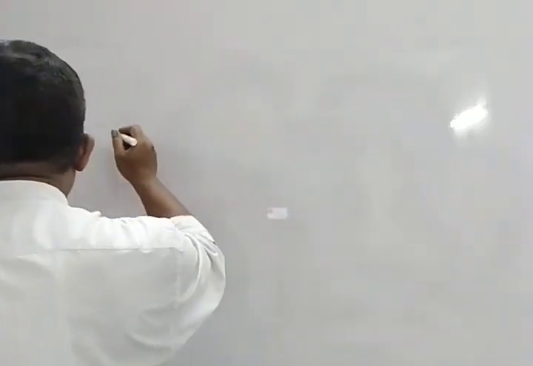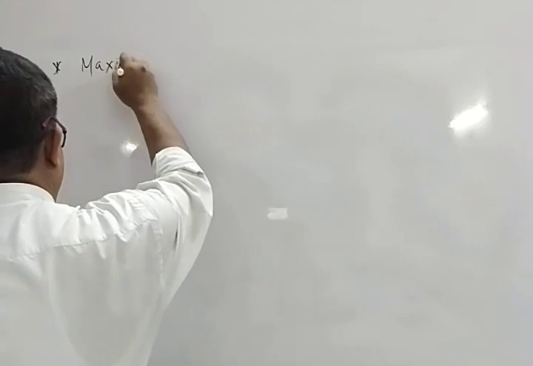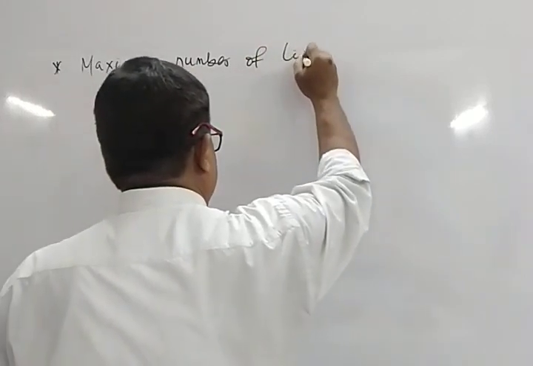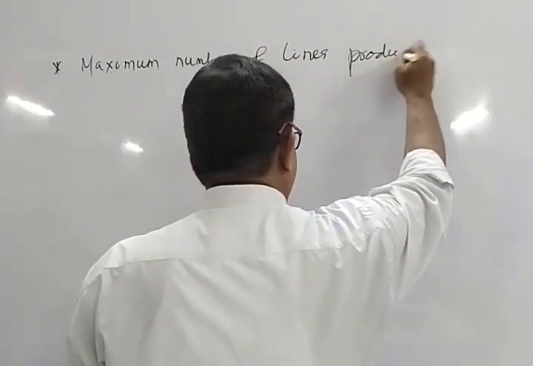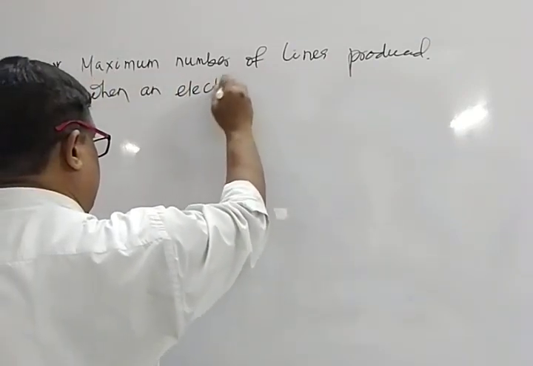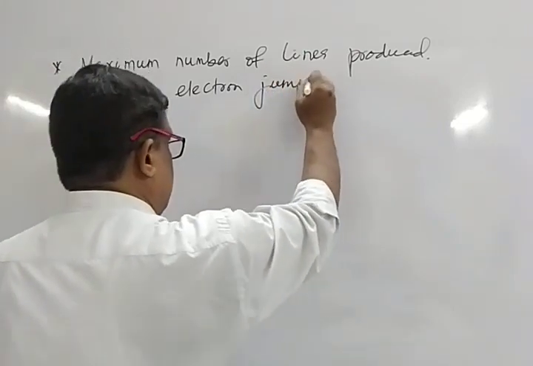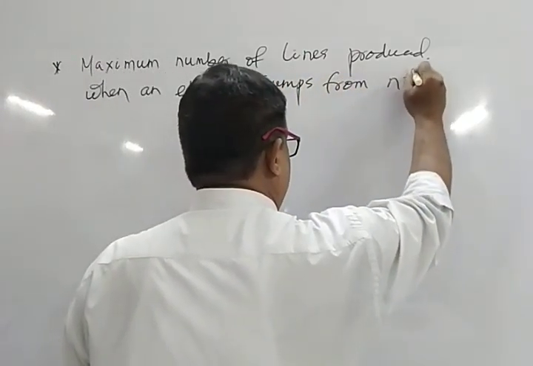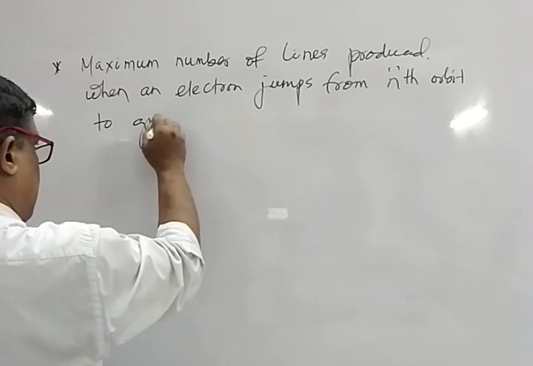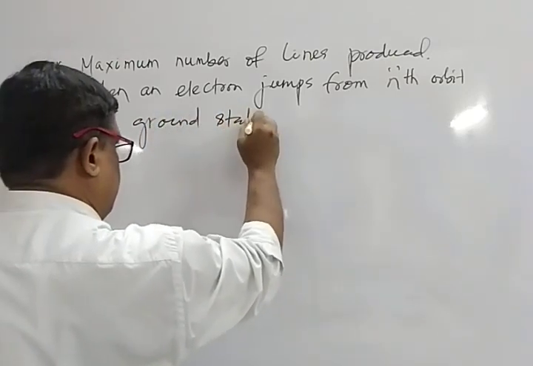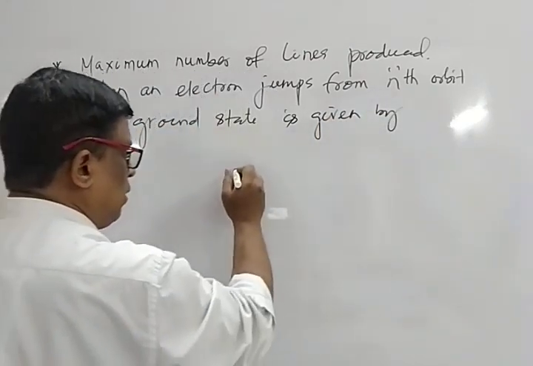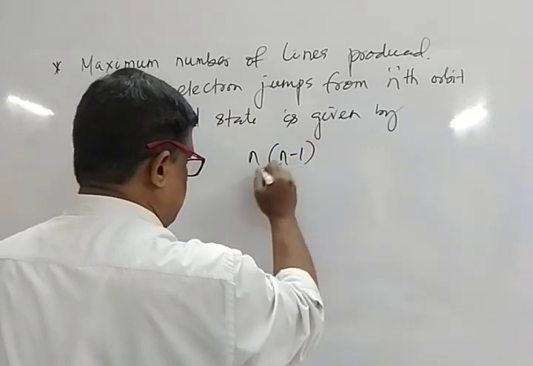Mark that. Next point is the maximum number of lines produced when an electron jumps from nth orbit to the ground state, which is given by an expression: n whole into n minus 1 by 2.